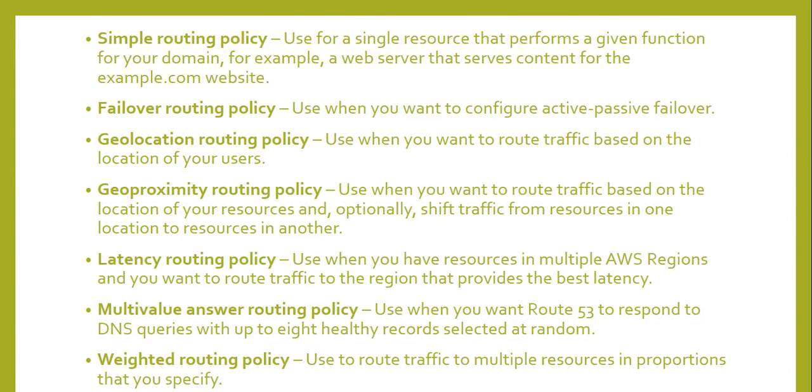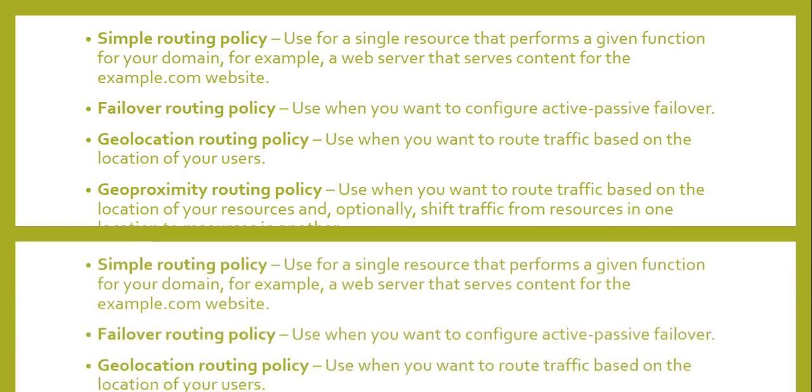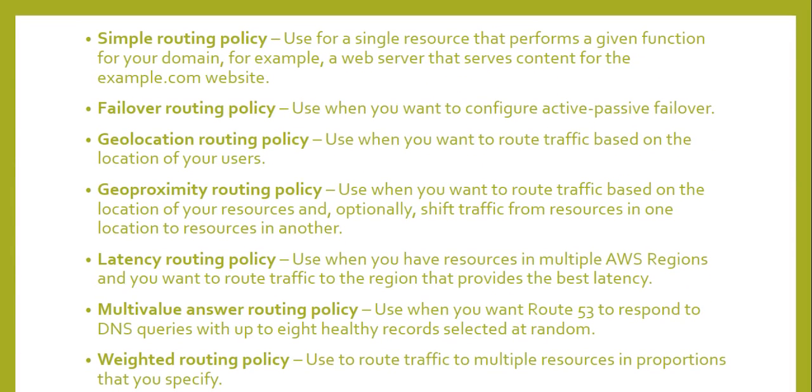Latency routing policy is used when you have resources in multiple AWS regions and you want to route traffic to the region that provides the best latency. Multi-value answer routing policy is used when you want Route 53 to respond to DNS queries with up to 8 healthy records selected at random. Weighted routing policy is used when you want to route traffic to multiple resources in proportions that you specify.